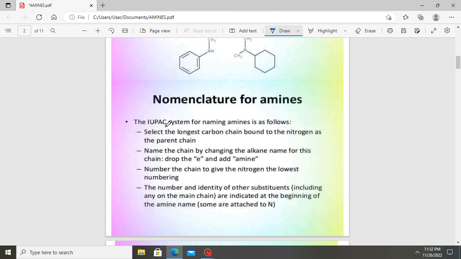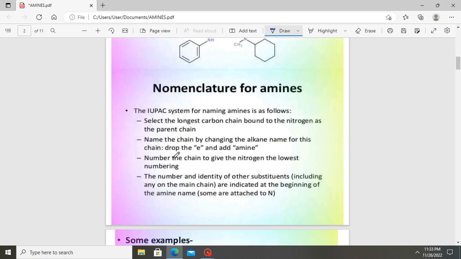So in naming amines with the IUPAC nomenclature system, you just have to select the longest carbon chain which has the nitrogen, take that as a parent chain, then name the parent chain by changing the corresponding alkane name for this chain by dropping the E and adding amine. So if the parent chain has 3 carbons, its alkane is called propane. To name it as an amine, we call it propanamine. That is, the last E is dropped and followed by amine.